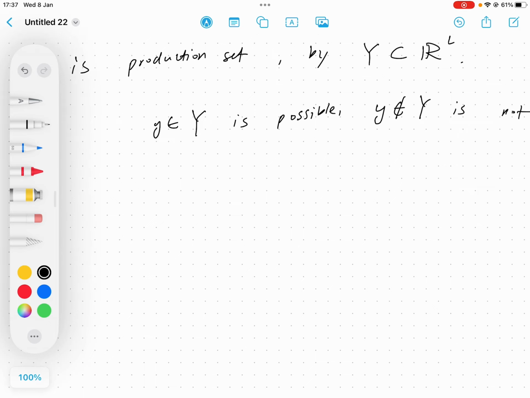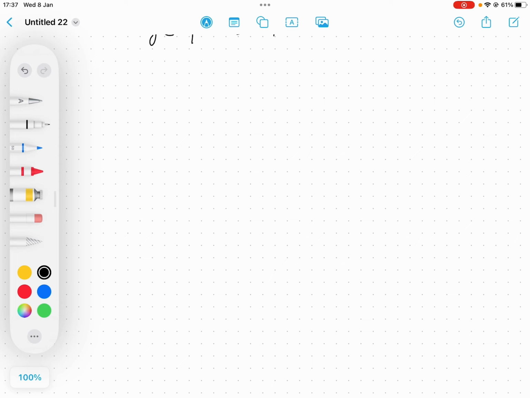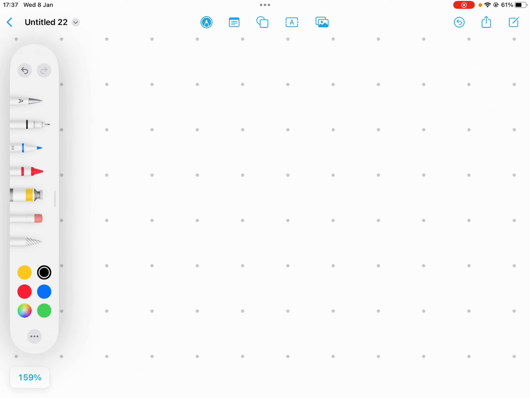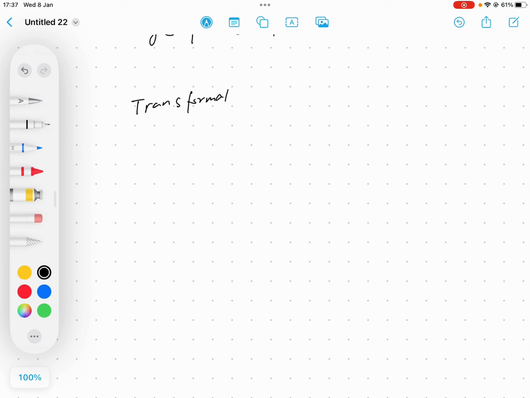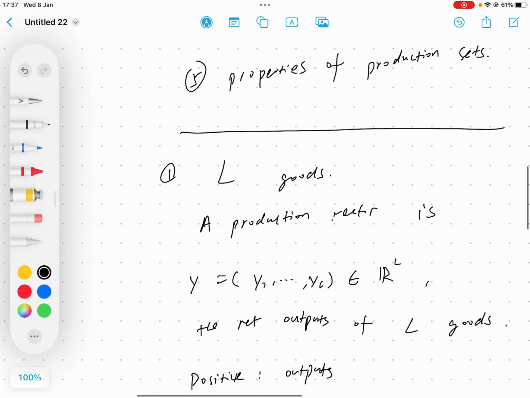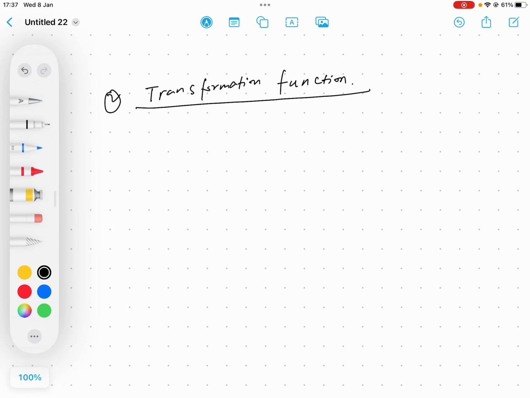So sometimes it might be more convenient to describe the production set using some function, and we're gonna call that the transformation function. Okay, so transformation function. So this should be the second point that we're gonna discuss for today, right? Okay. So what is a transformation function? So a transformation function, okay, so let's say for some set Y, we just saw, right? So that'll be some element y in R^L. So for those little y's, we're gonna let the function F taking this little y to be less than or equal to 0, okay?